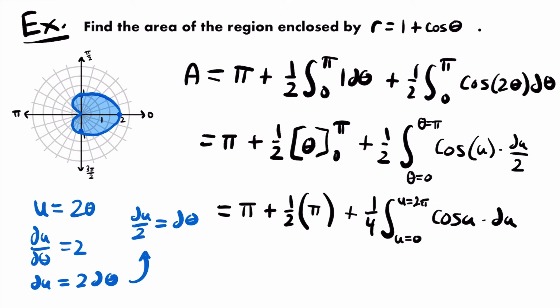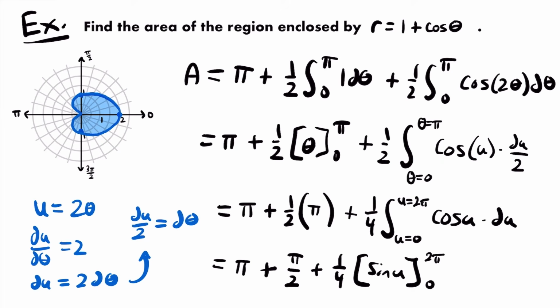All right, now if we integrate that, the integral of cosine is sine. So this is equal to pi plus 1/2 times pi, which is pi divided by 2, plus 1/4 times sine u evaluated from 0 to 2 pi. All right, and now to simplify, sine of 2 pi is 0, sine of 0 is 0, so this whole term is just going to become 0. So we'll cross this out, that is 0, so our final answer is that the area is equal to pi plus pi divided by 2, and pi plus pi divided by 2 is 3 pi divided by 2. That is going to be the area of the region enclosed by this polar curve.